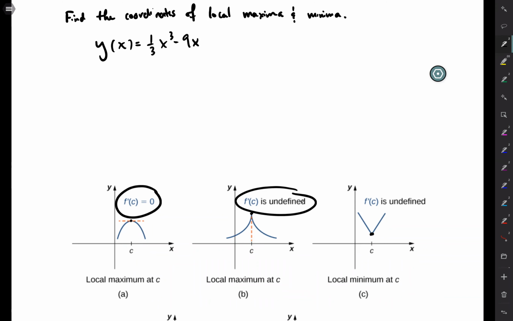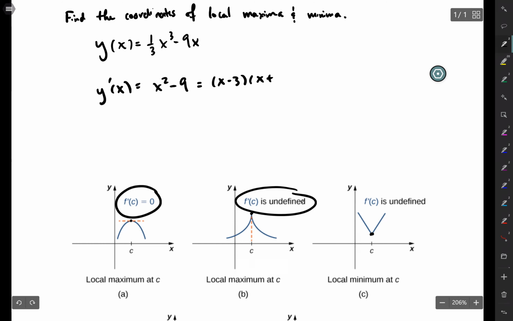So here's an example. Find the exact coordinates of the local maxima and minima for this function, y of x is 1/3 x cubed minus 9x. If our intuition's right, we should take the derivative, set it equal to 0 and solve, and that'll tell us the x coordinate of the local max or min. I take the derivative and get x squared minus 9, which factors as x minus 3 and x plus 3. I set that equal to 0 and solve, so x equals 3 or x equals -3.